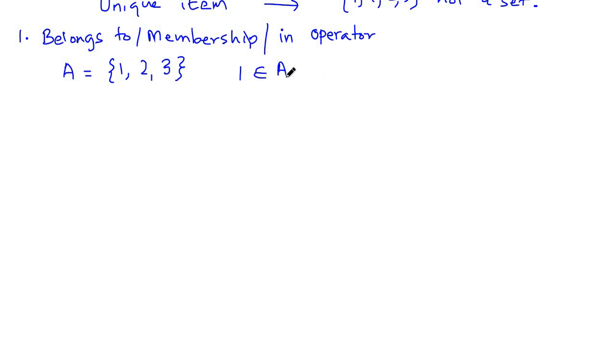1 belongs to A and 5 does not belong to A. So if you say 5 belongs to A, it is false. And 1 belongs to A, it's true. But you can also say that 5 does not belong to A, and this is true because 5 is not a member of this particular set. So we say that 5 is not in A.